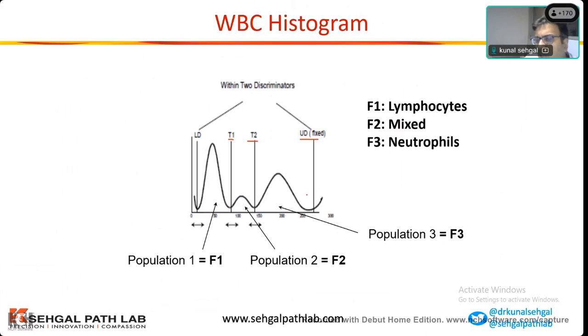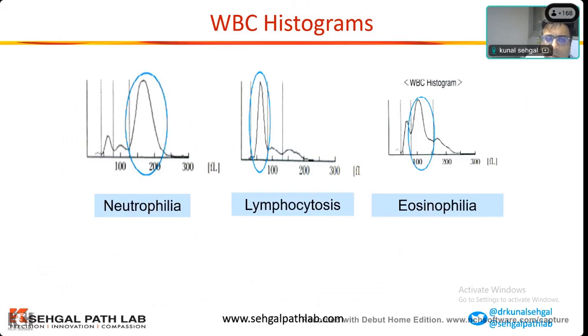So the machine will give some flags. If it gives a T1 flag, the problem is somewhere in this region. If it gives a T2 flag, the problem is here. Lower discriminator we know, upper discriminator we know. So based on the flag, we can go back to the histogram, or we can ourselves see the histogram and identify what it is.